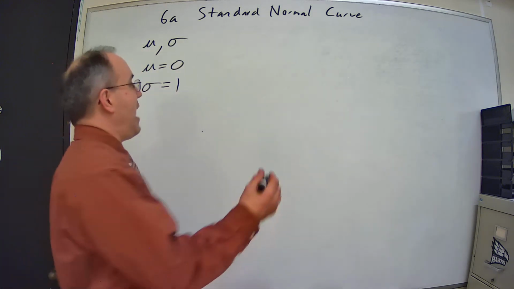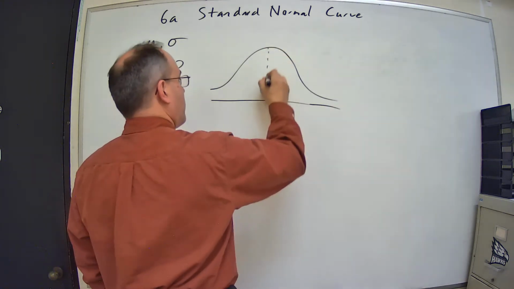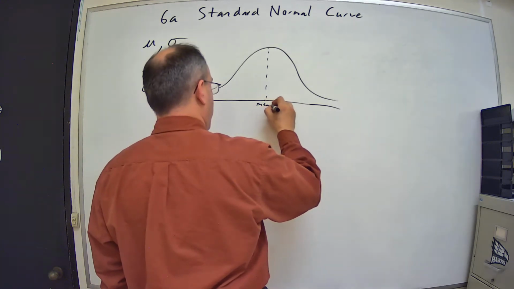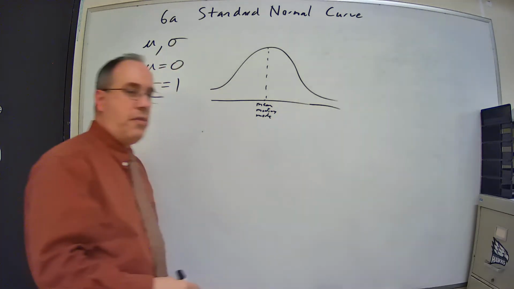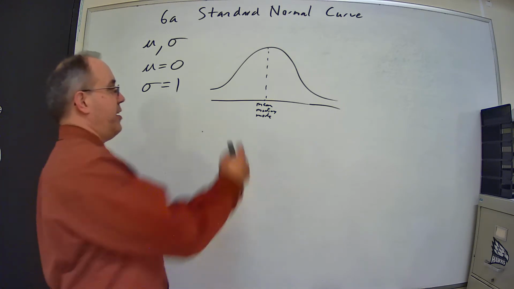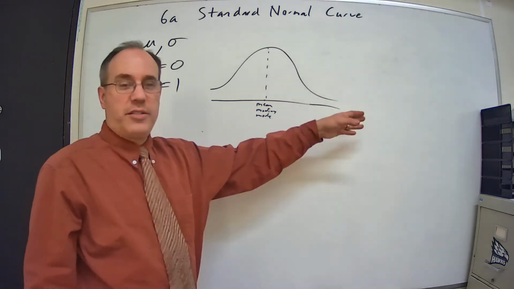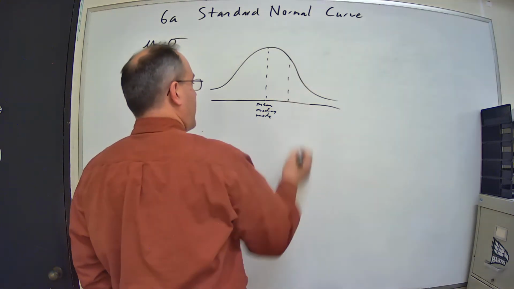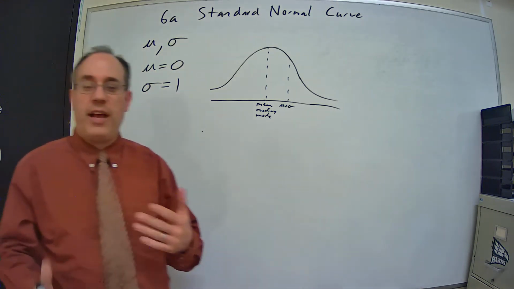Now remember that any normal distribution is symmetric. The center is the mean, the median, and the mode. The area under the curve is equal to 1, right? The total area underneath the curve is equal to 1. Half of that being on the right side of the mean, half of that being on the left side of the mean. If you go over one standard deviation, mu plus sigma, you're at the inflection point.